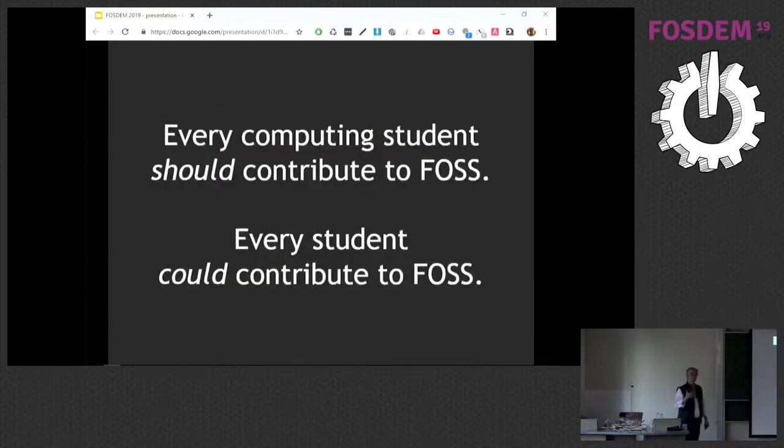So the sort of thesis of my talk is that every computing student should be contributing to open source. And even further, every student at any institution could contribute to open source. So how many of you contributed to open source projects as students? Wow, much less than I would have guessed. Okay, the people that were students, how many people knew other students at your institution that were also involved in open source?